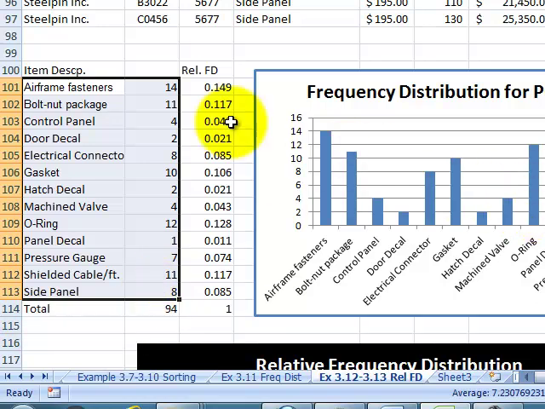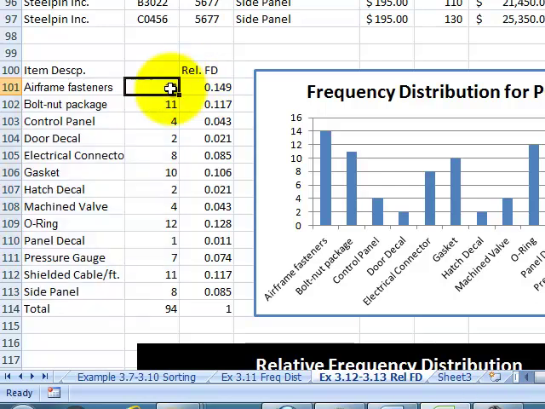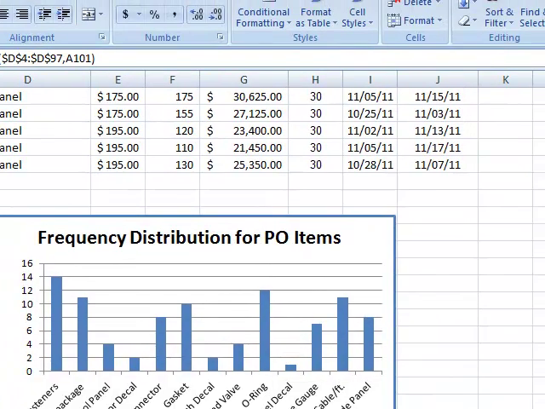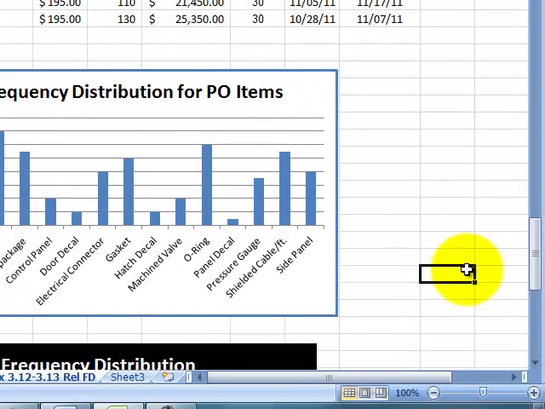a bar graph. So now we're interested in, well, it's interesting that there's 14 airframe fasteners, but sometimes it's nice to know, well, what percentage of the total is that? So all we've done here is updated that by adding a little total. So for the total, I just used our sum function, and I said sum up these columns. So I got a sum of 94.